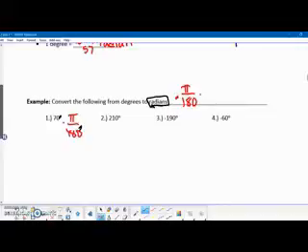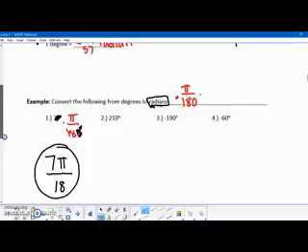Also, your zeros will cancel out, and you just have to multiply 7 times pi, which is 7 pi, and bring the 18 down on the bottom. So your final answer for your radians is 7 pi over 18 radians. Let's try the next one.